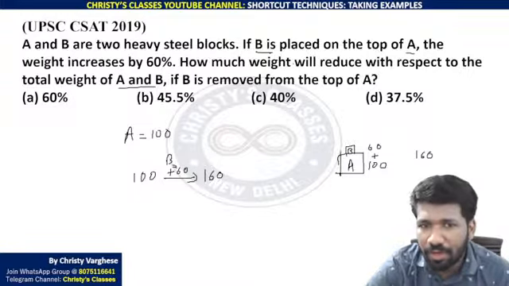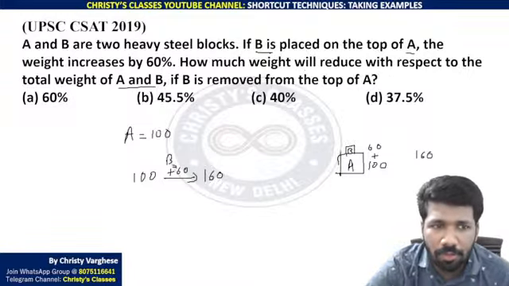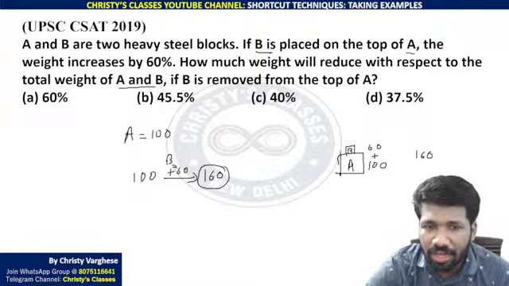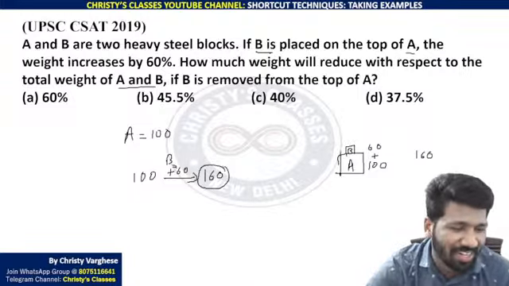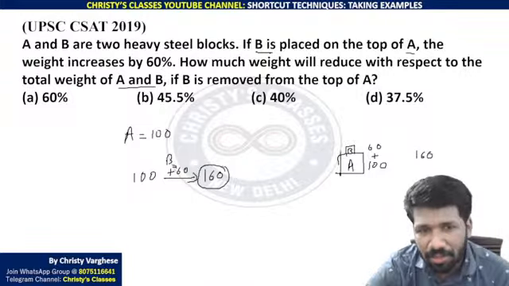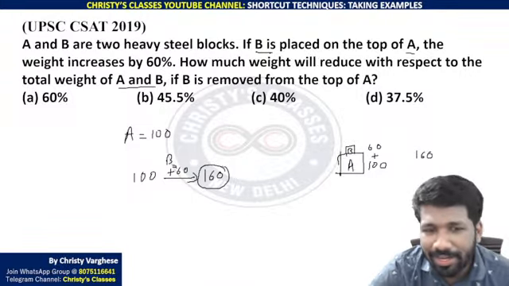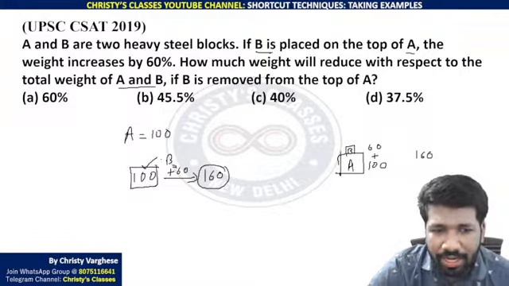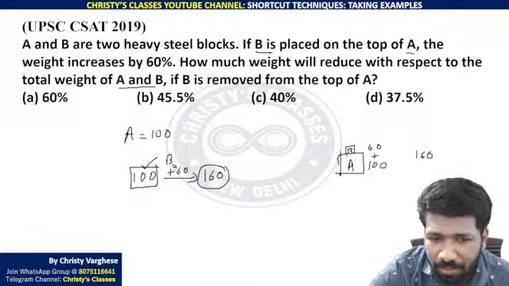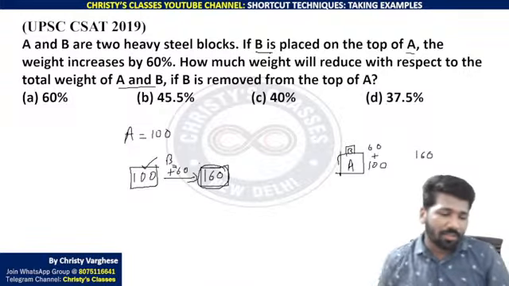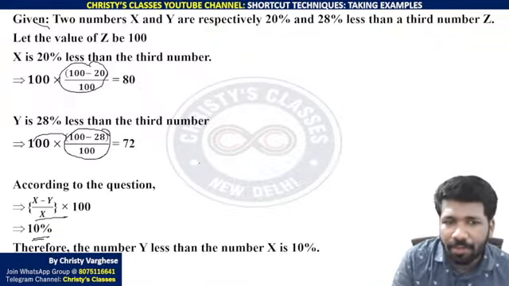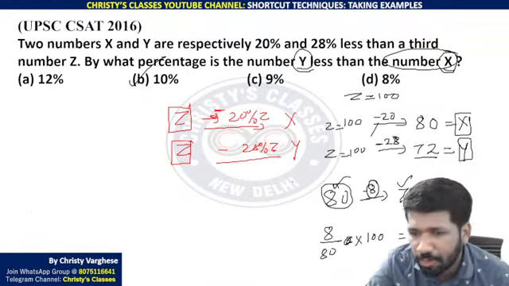Now listen very carefully. How much weight will reduce with respect to the total weight of A and B if B is removed from top of A? You may feel like 60 kg added, so 60 kg removed, 60% is reduced now, because 60% was added, so 60% should be removed. But that is totally wrong, because initially 60 kg was added to 100, but now 60 kg is removed not from 100 but from 160. So the comparison is made with respect to 160, not 100. Same like in the previous question, the comparison was with respect to X.